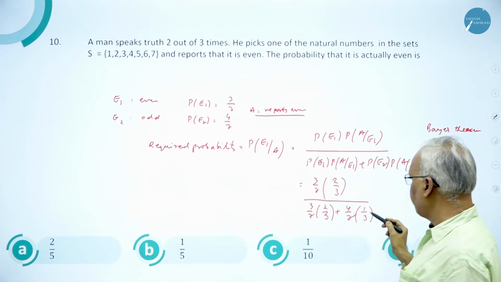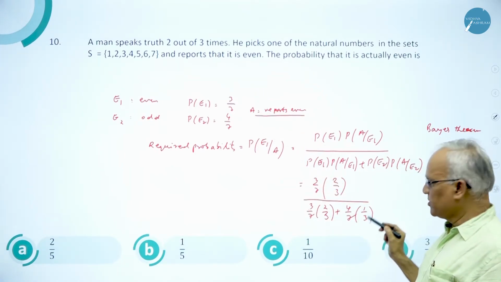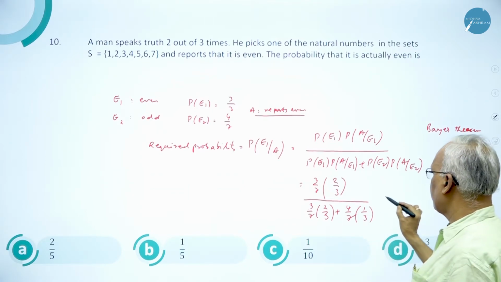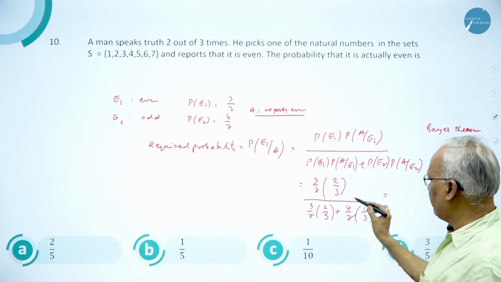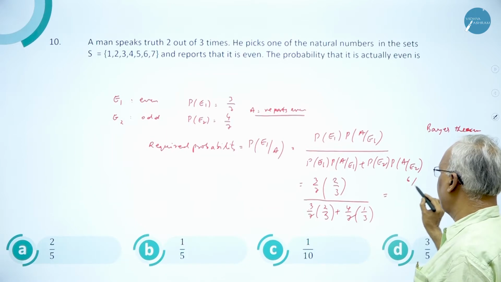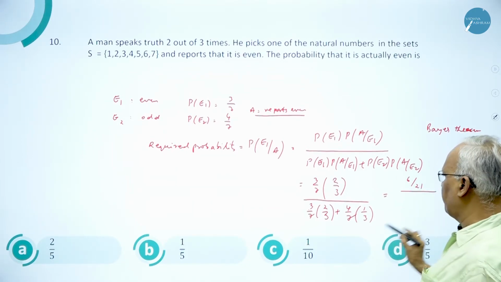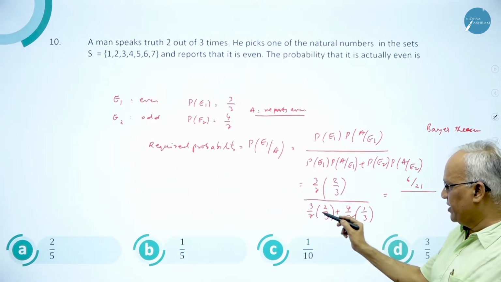So he tells a lie 1 out of 3 times. So this is the result, which is equal to, now simplify, 6 by 21. This is very important: don't simplify even if it is cancelled.